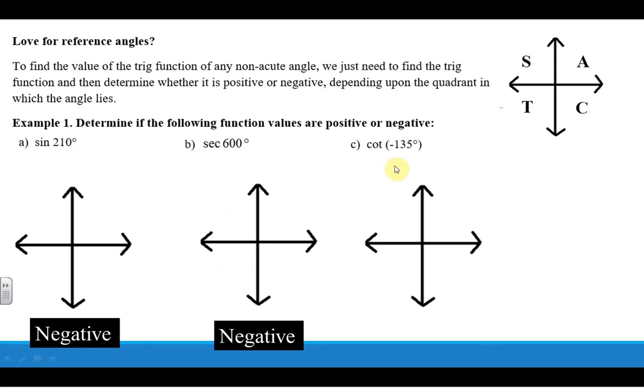Cotangent of negative 135. So there's negative 90. So we're in the third quadrant. Cotangent would be positive, so it's positive. There we go.